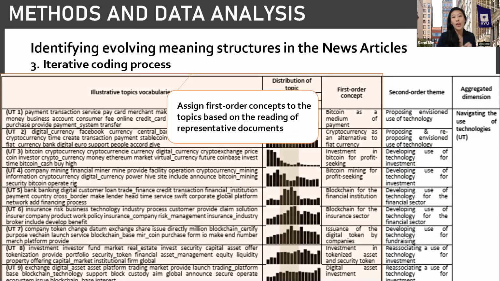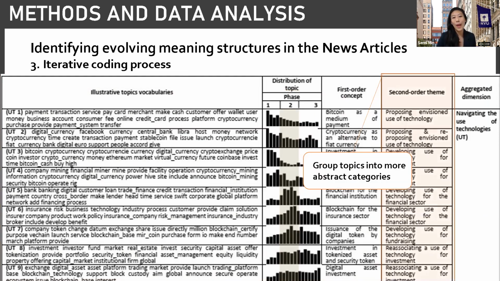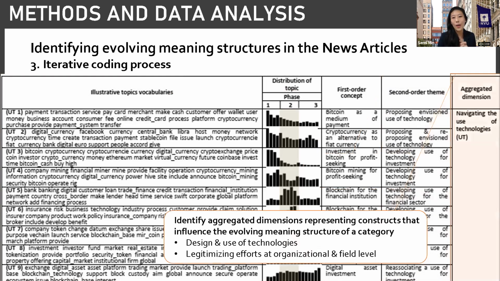First, I assigned first order concepts to the topics based on the reading of the representative documents. Then I grouped these topics into more abstract categories, assigning second order themes. Next, I also identified the aggregated dimensions, which represent the constructs that influence the evolving meaning structure around the blockchain label. Specifically, this analysis allowed me to identify that the meaning structure was shifted, affected by the evolving design and use of technologies, and also the legitimizing effort at the organizational and field level.